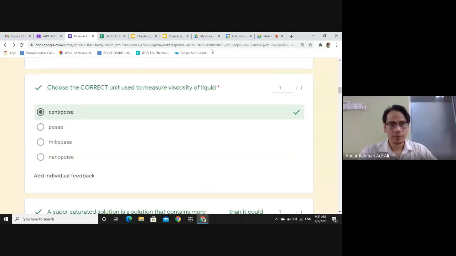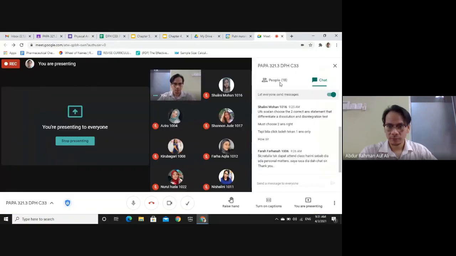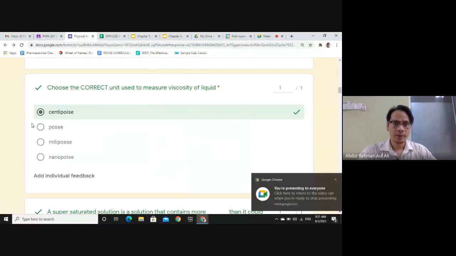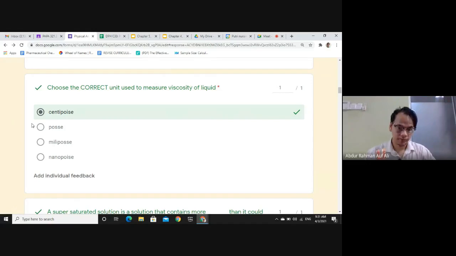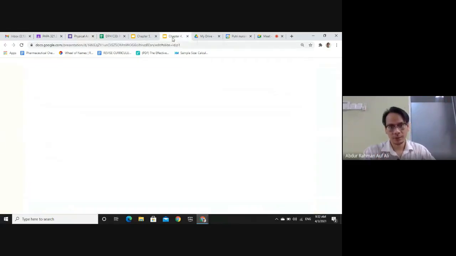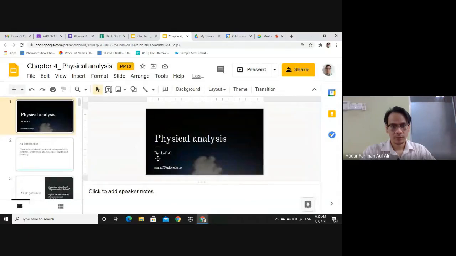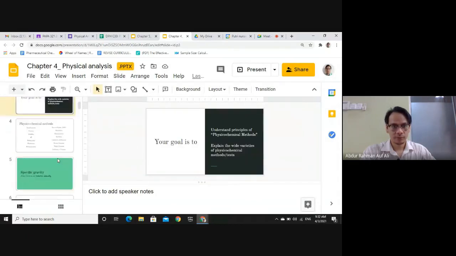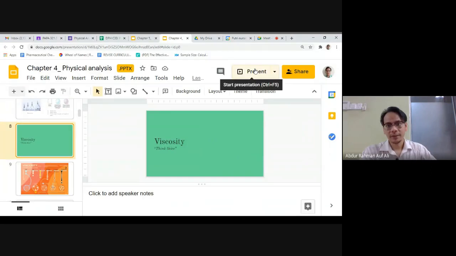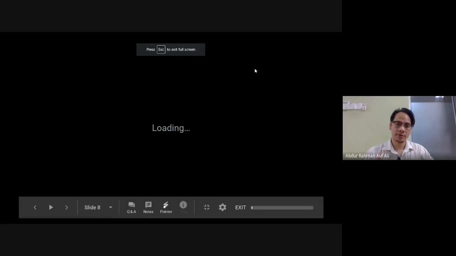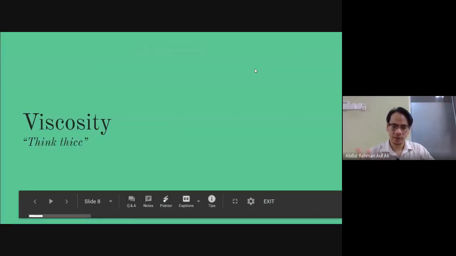Next question, choose the correct. Saya takut kamu ada tanya soalan, saya tak nampak. Choose the correct unit used to measure viscosity of liquid. Okay, so ini adalah soalan berkenaan dengan the test. So saya nak go over to the lecture note. Okay, viscosity. So viscosity is a test we use to measure the resistance of this liquid ubat cecair.